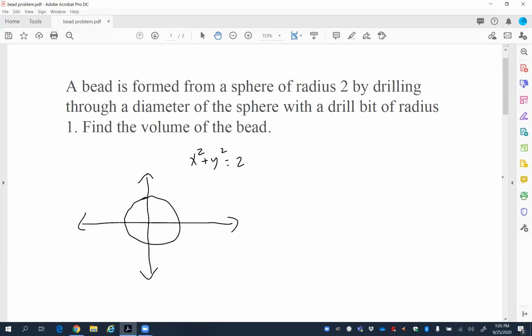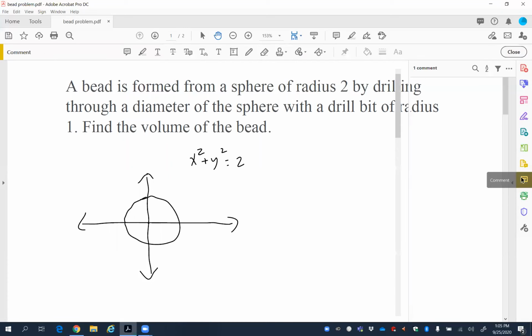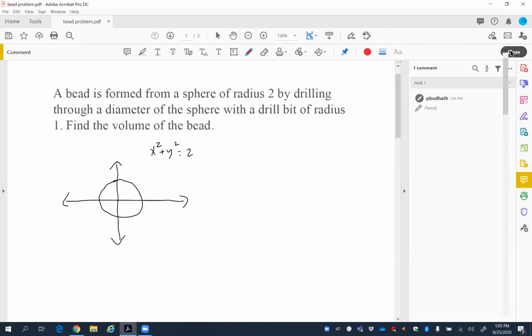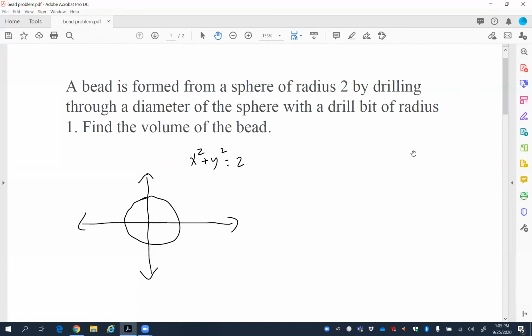Okay, and we are planning to drill through a diameter of the sphere with a drill bit of radius 1. So let's just place that sphere, a circle, center at origin. I almost forgot, it should be 2 square. So now we're trying to drill here with the radius 1. So after drilling, this is what we're going to get.